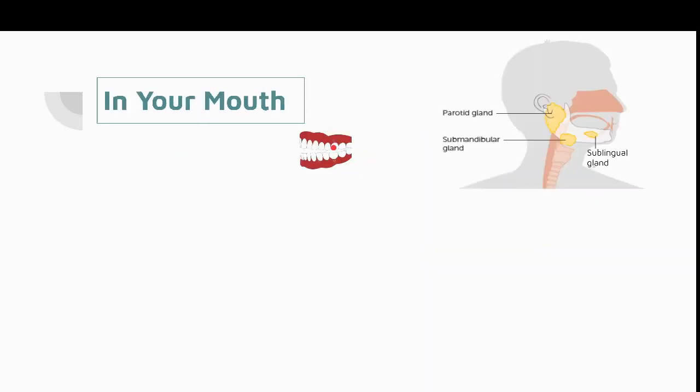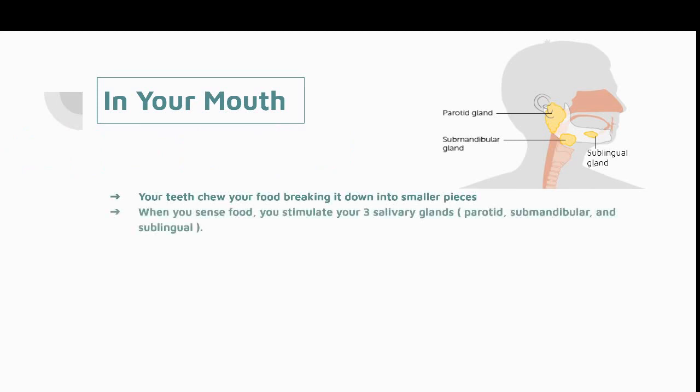What happens in your mouth? Perhaps you were eating some cookies, maybe some donuts, or maybe even some ice cream. Well, it first starts in your mouth, where your teeth chew your food by breaking it down into smaller pieces. When you sense food, you stimulate your three salivary glands, your parotid gland, your submandibular gland, and your sublingual gland.